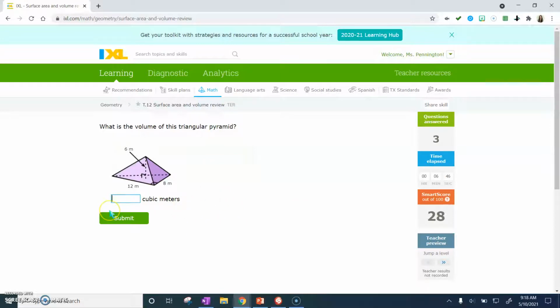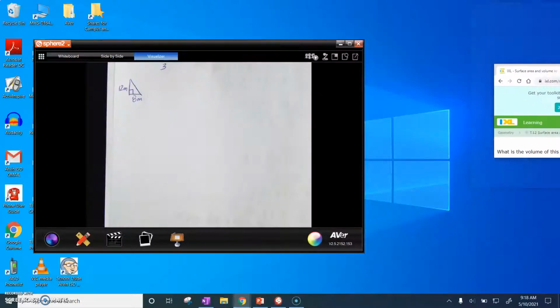The next one, what is the volume of this triangular pyramid? It tells me what shape it is. It's a pyramid, all right? So what I'll do is I'll look for volume of a pyramid formula, and when I do that, it is big B times H over 3, volume of a pyramid. Now, in order to find big B, I need to find the area of this triangle here. So I will redraw it, and then I'll share my screen in a second, but it is a 12 meter by 8 meter triangle. So I redrew it here.